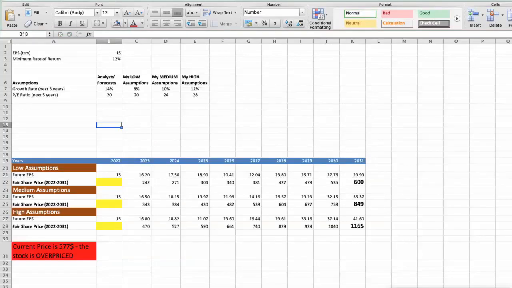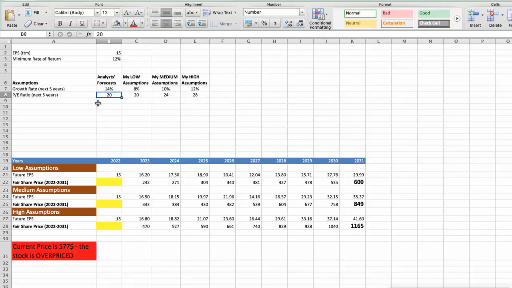Second model. Valuation based on earnings per share. This spreadsheet contains another financial data that we will use for the stock valuation. The current earning per share price for the company is 15. Minimum rate of return. I will use 12%. Because when we invest in individual stocks, we are looking for a higher return than the S&P 500. For Broadcom, analysts forecast growth rate around 14% per year in next 5 years, and future P/E around 20. Again, I will use 3 different scenarios for Broadcom company: bad, average, and good.